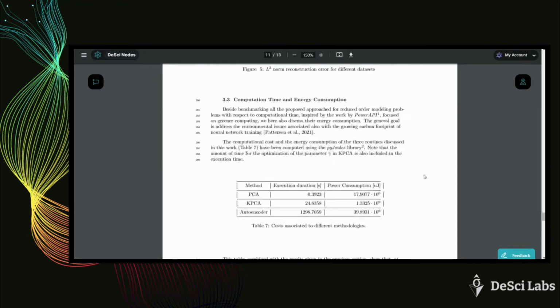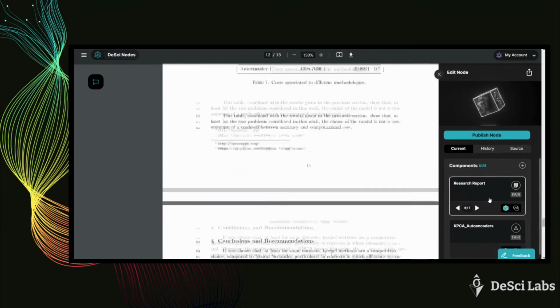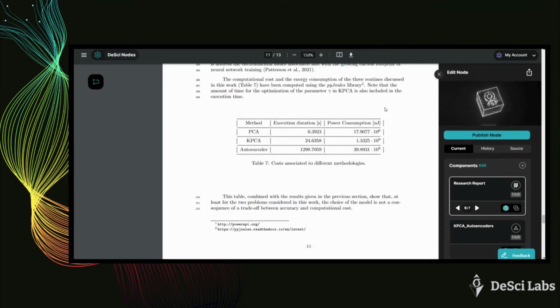And then we see that everybody is moving in this direction of machine learning. But we wanted to see, for example, we are performing this analysis for the autoencoder, but is it worth it or not? So we calculated the execution time and the power consumption for different methods. And for this, we used this Pca library.